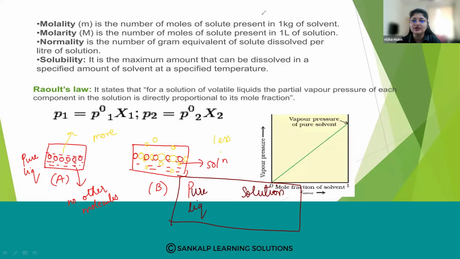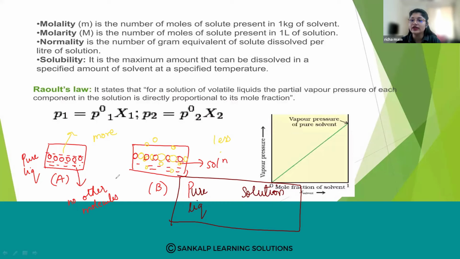In which case will more vapors be formed? I have given you the example, right? This is a pure liquid A and this is a solution B. In a solution, both solute as well as solvent are there. Pure liquid will form more vapors because the molecules present are of the same type.